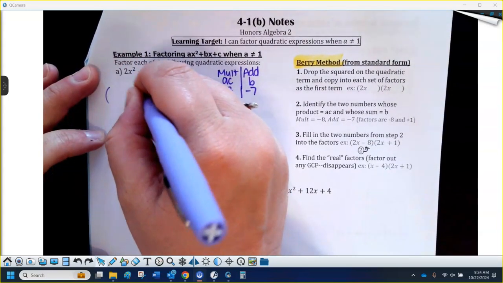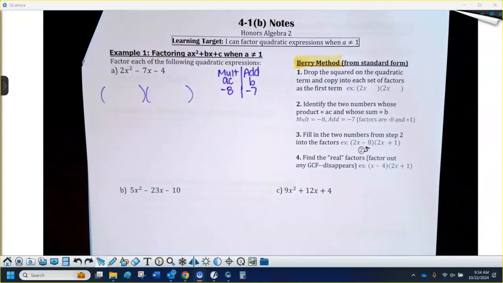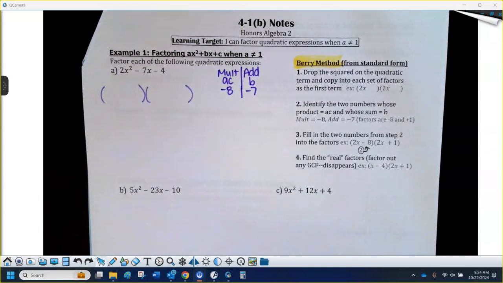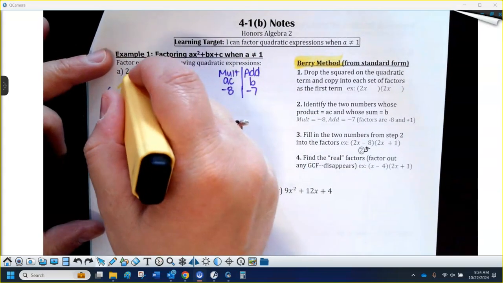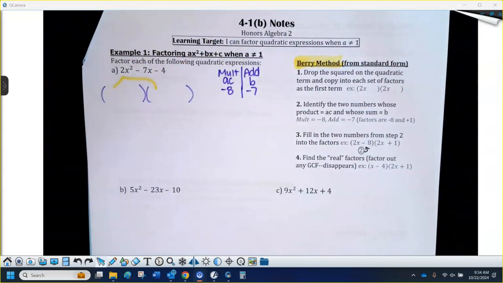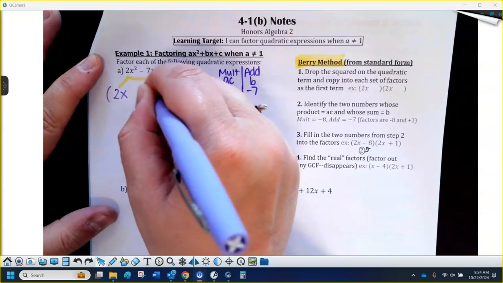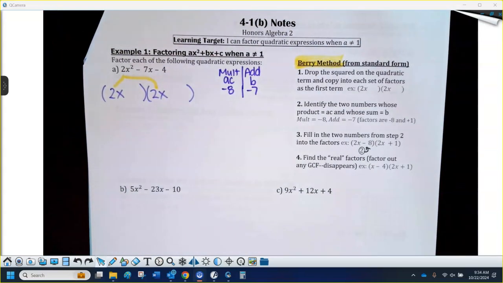Now I'm going to set up my two little sets of parentheses. Yesterday we started each of the factors with just an x and an x. What I'm going to have you do today is slightly different, actually really it's not, we just didn't tell it to you yesterday. You're going to take the first term, 2x squared, copy that, but don't put the squared. So I'm going to put 2x at the beginning of each of these factors. That's what we did yesterday too, right? We just did x and x because it was x squared, so it's the same process.